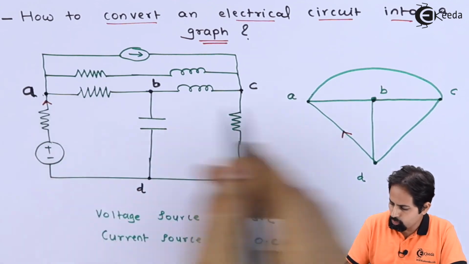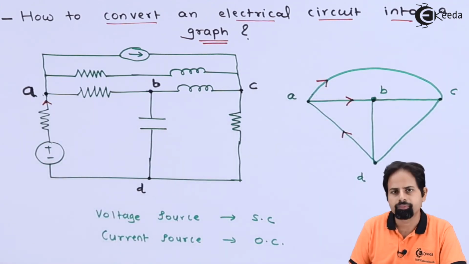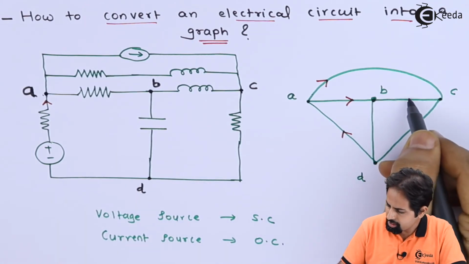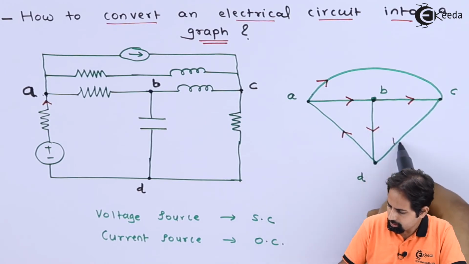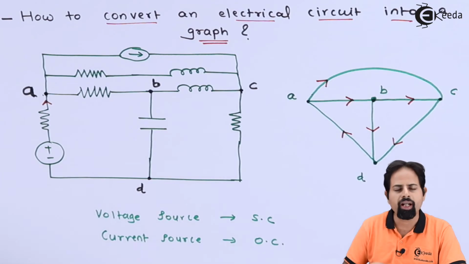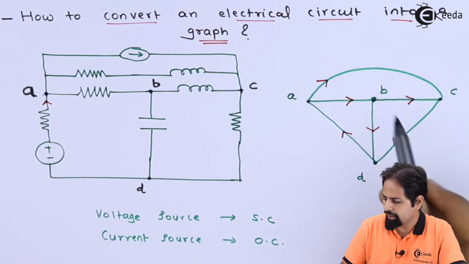And then it will go here as well as in this branch. And then I can take this direction like this, and so on. So this is what I am assuming. We can assume any direction that we want, and we have to name the branches.